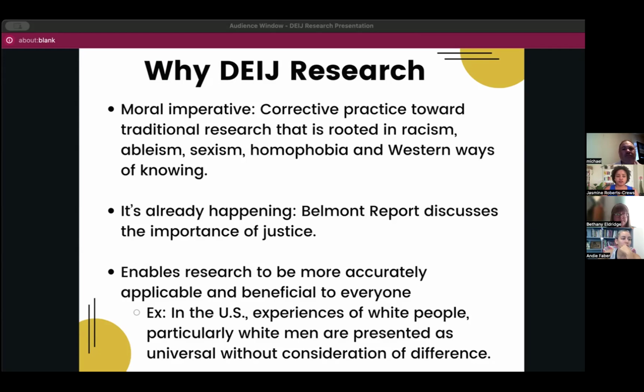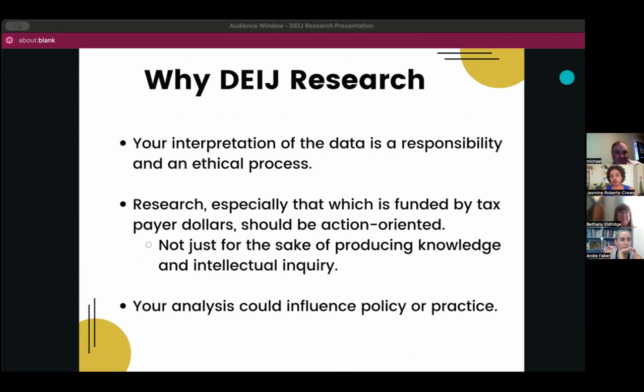And then also DEIJ research enables us to be, as I put here, more accurate in our research interpretation. So in the US and Canada, I would argue, there's a lot of research that overrepresents the experiences of white people, white men in particular. And they're using these experiences to generalize to everyone, right? So yeah, our entire sample population was all white guys, but everyone has the same experience as a white guy, right? No. So again, DEIJ research rejects this notion that whiteness or maleness is universal for everyone or the norm for everyone. And then a couple other reasons why DEIJ research is so important in our work, y'all.